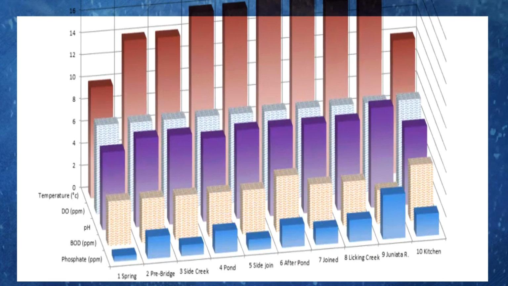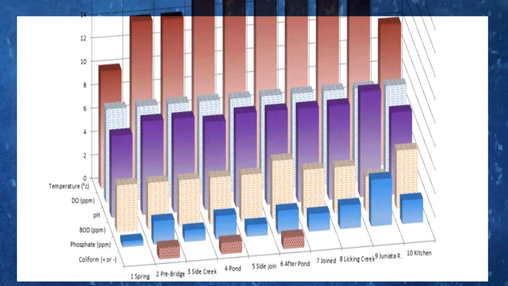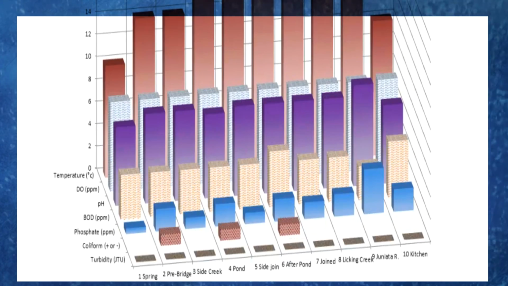Phosphate levels fluctuated throughout our sites, with the spring the lowest and the river the highest, the expected result of human-caused runoff. The 3 coliform tests we did showed the part of the creek running by our barn appearing to have more coliform colonies. This is presumably due to waste from our animals. The water was very clear at all sites.